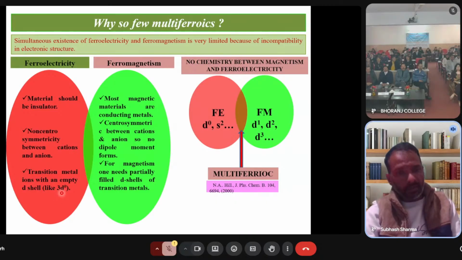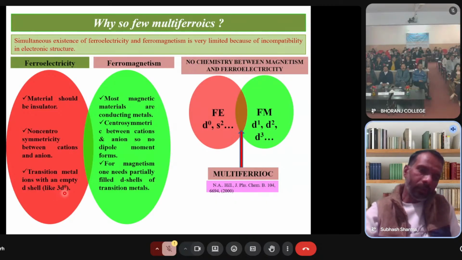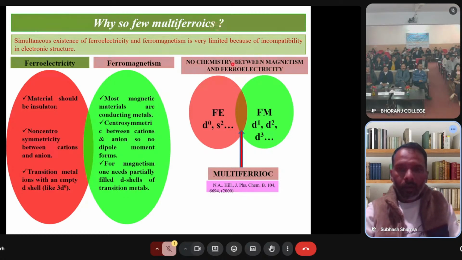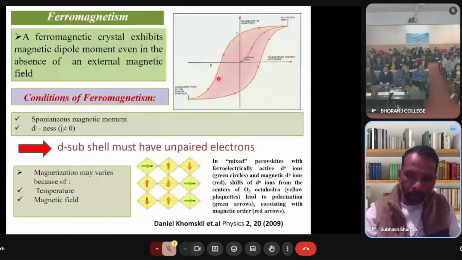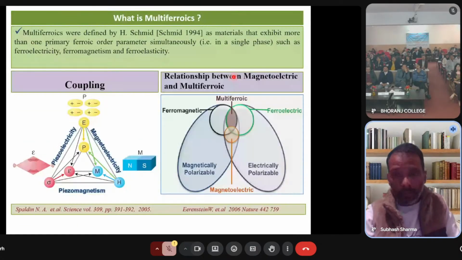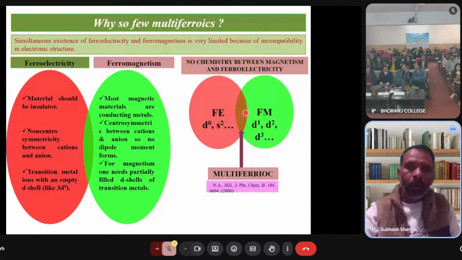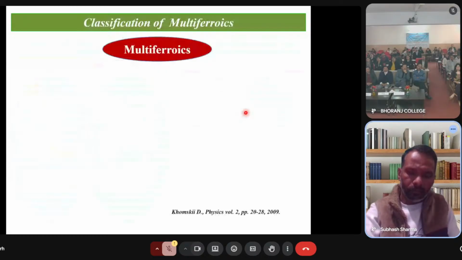And d0-ness means the outermost d orbital should be empty. In the magnetic case, we definitely need some unpaired electrons. So we still have these contradictory conditions, and for that reason we have very few multiferroic materials. So there is still scope for researchers to design new multiferroic materials.